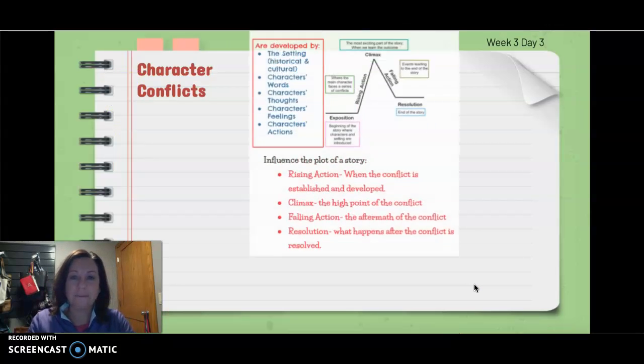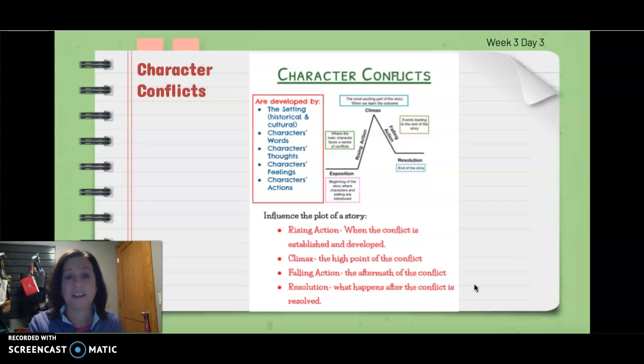Let's review our anchor chart. Character conflicts are developed by the setting, historical or cultural, characters' words, characters' thoughts, characters' feelings, characters' actions. So they influence the plot of a story. You've got your rising action. That's when conflict is established or developed or starts. The climax is the high point of the conflict. The falling action is the aftermath of the conflict, like what happens afterwards. And then the resolution is what happens after the conflict is completely resolved.